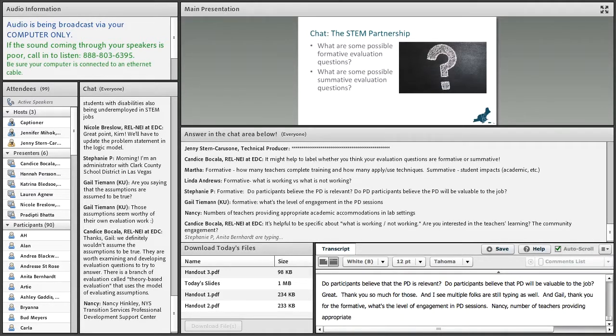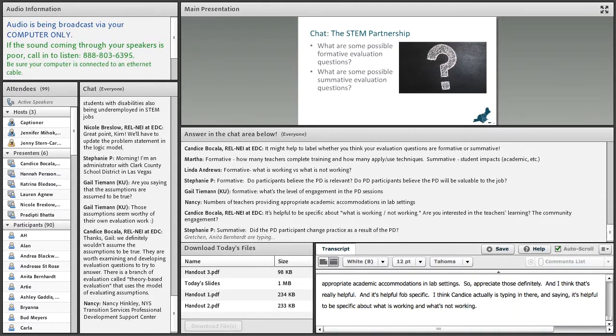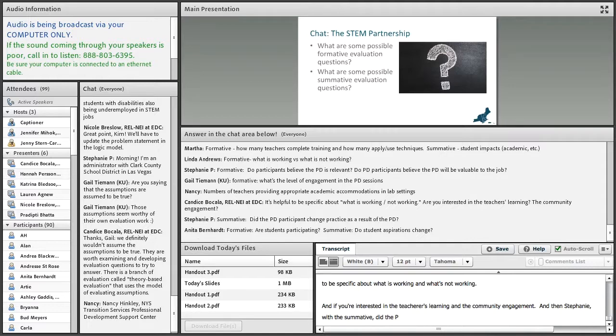Gail, thank you for the formative, what's the level of engagement in PD sessions? Nancy, number of teachers providing appropriate academic accommodations in lab settings. So appreciate those definitely, and I think that that's really helpful. And it's helpful to be specific. I think Candice actually is typing in there and saying it's helpful to be specific about what is working and what's not working.